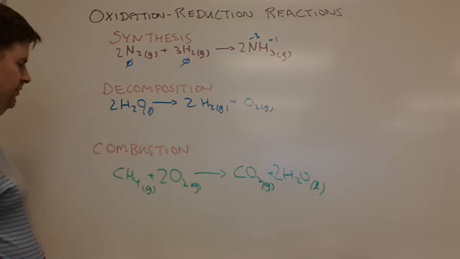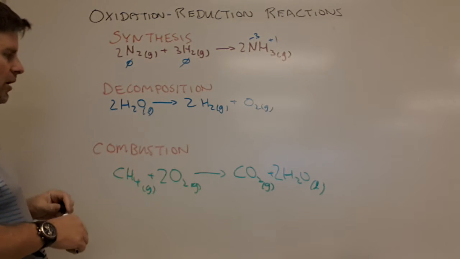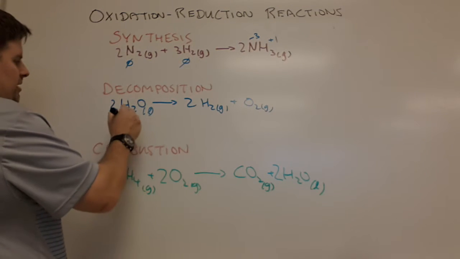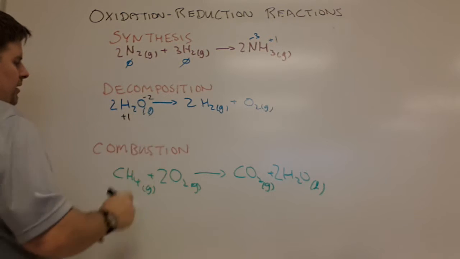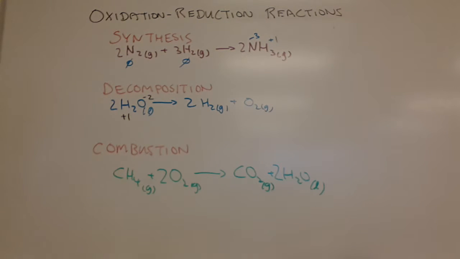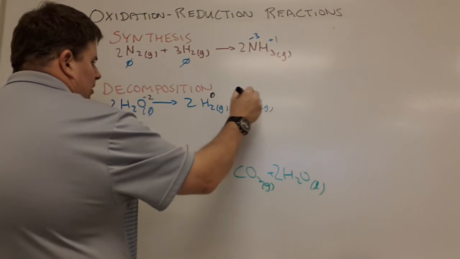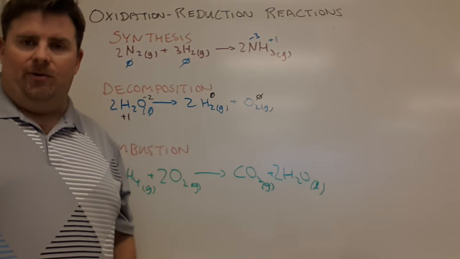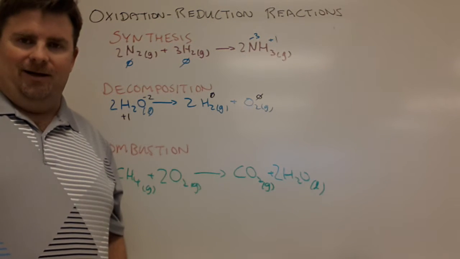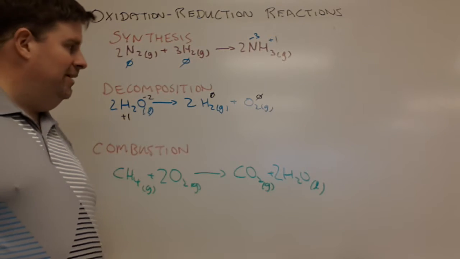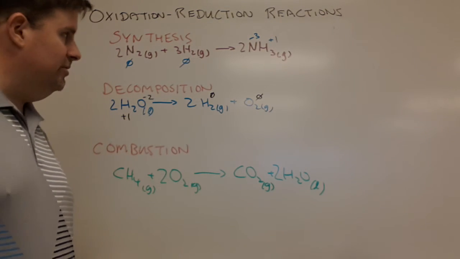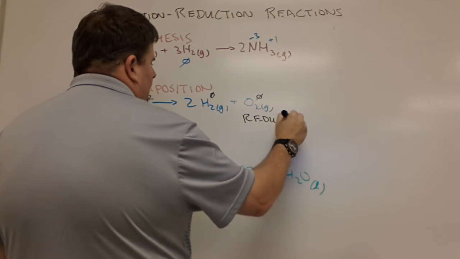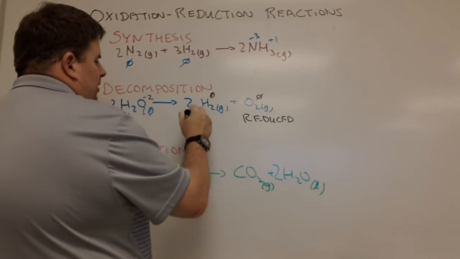In decomposition, I've got water generating hydrogen and oxygen gas. Okay? The hydrogens here are each +1, and the oxygen is the classic -2. But when I do this decomposition, this becomes a 0, and that becomes a 0. So what happened to the oxygen? It went from -2 to 0. Okay? In order to do that, it had to lose 2 electrons, right? So it's become reduced. All right? And this one over here has been oxidized.